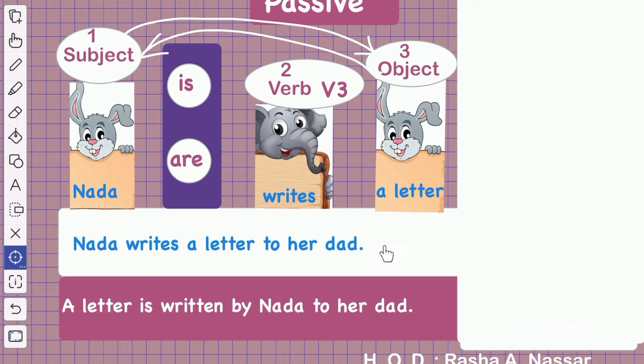So when we want to change the sentence into passive, first we should replace the object with the subject and the subject with the object. It means that the word 3 should be in the place of word 1. So the object number 3 will be at the beginning of the sentence, and the subject will be number 3 but preceded by the word by. Okay, so this is number 1. Nada, number 1, and a letter, number 3.